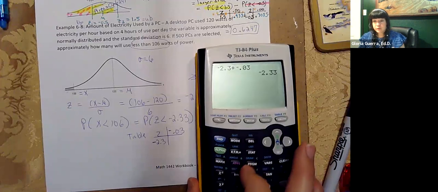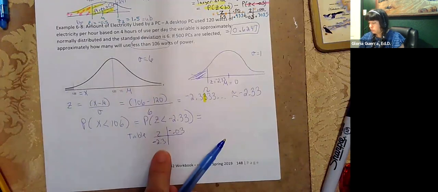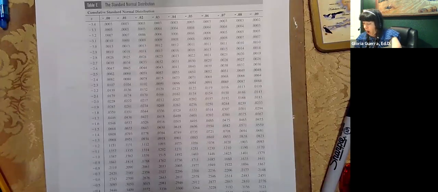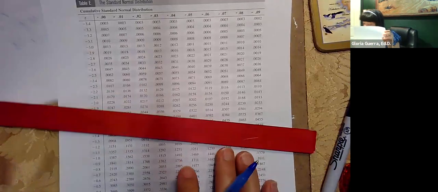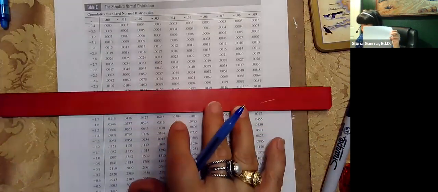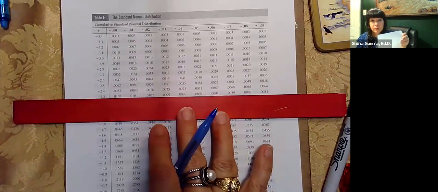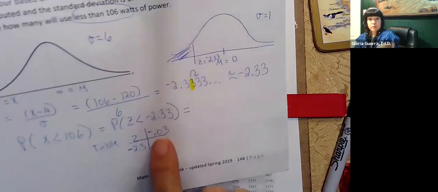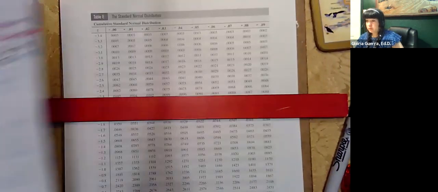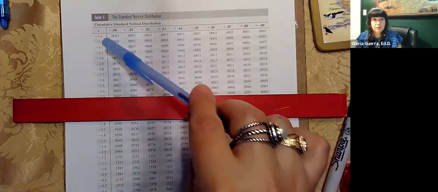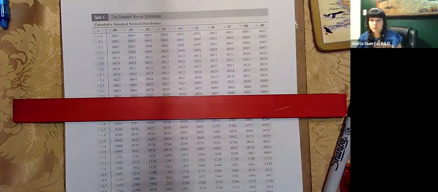And then when you look that up on your table, you're on the negative 2.3, and then negative 0.03. The chart doesn't have any negatives. I wrote these little negatives in, but if the z's are negative, these are also negative. The other ones are positive on the other sheet. Okay, and so we're looking up negative 0.03.